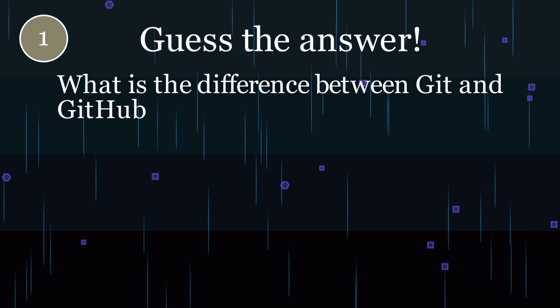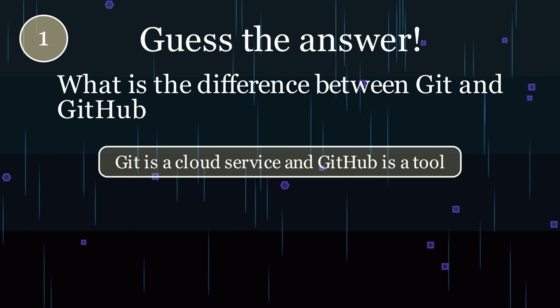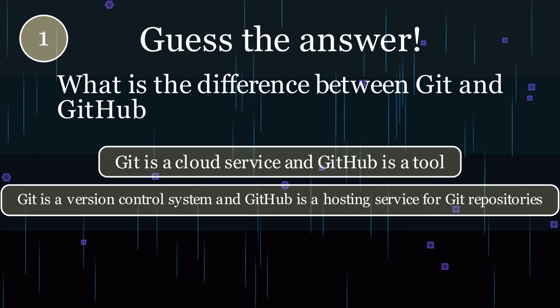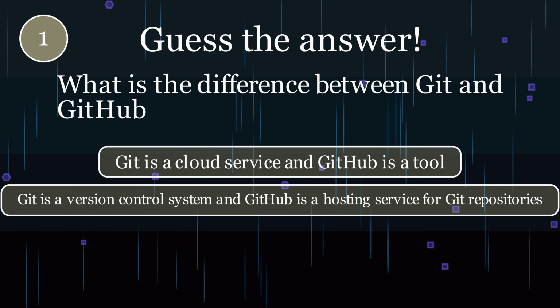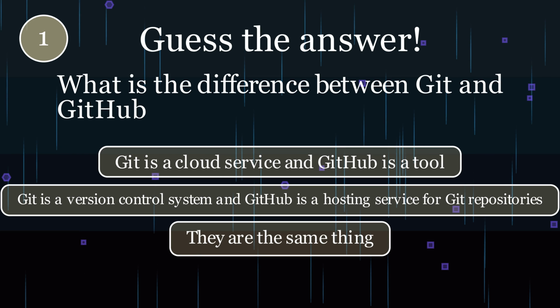What is the difference between Git and GitHub? Git is a cloud service and GitHub is a tool. Git is a version control system and GitHub is a hosting service for Git repositories. They are the same thing.